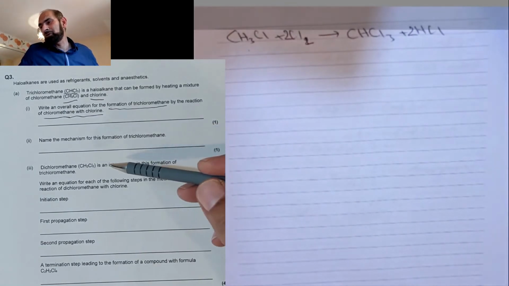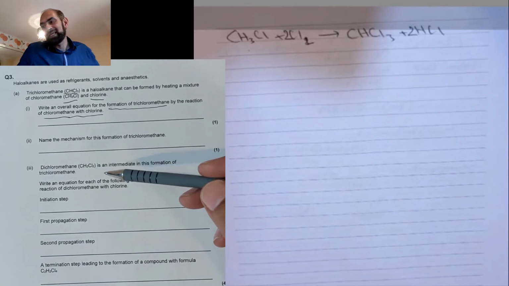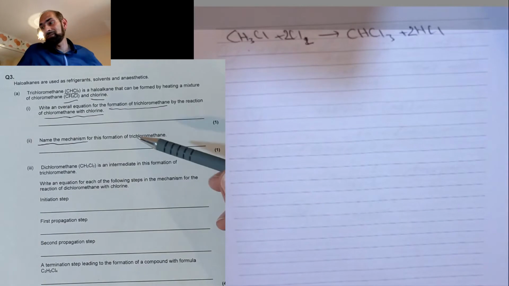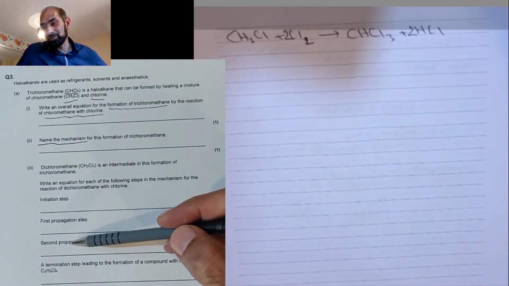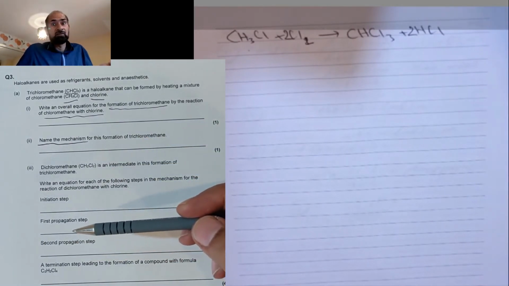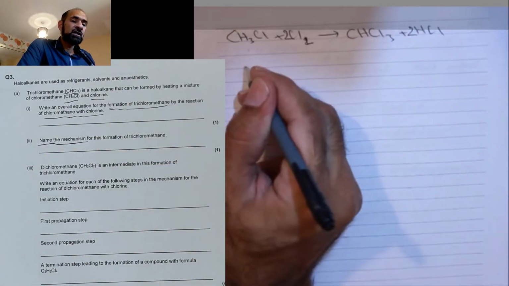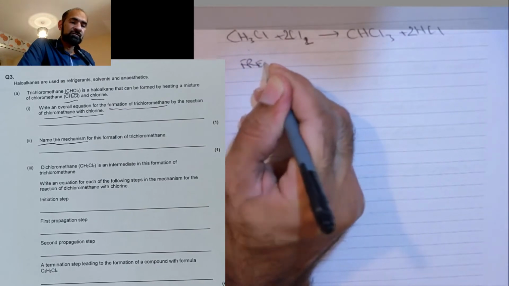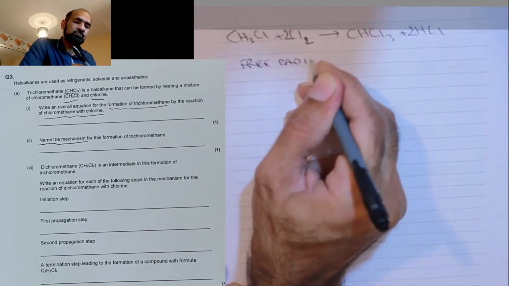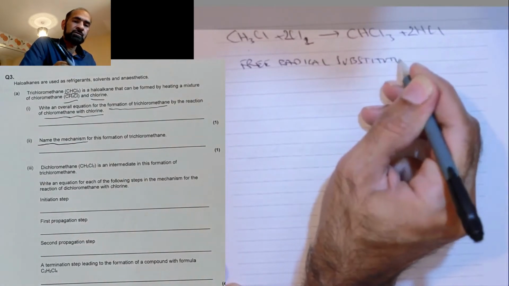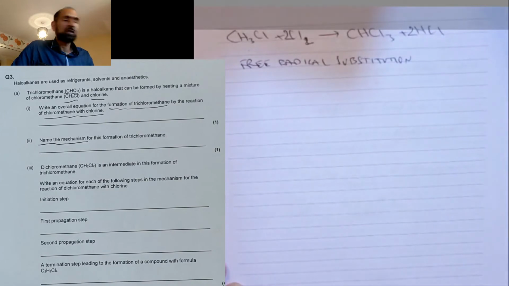Move on to the next question. Name the mechanism for this formation of trichloromethane. Well, even if you don't know, sometimes it's worth glancing at the question ahead, because that sometimes gives you an idea. Name the mechanism, even if you didn't know what the mechanism is. Initiation, propagation, termination. Yeah, free radical substitution. So even if you didn't know, I just put free radical substitution. And of course, the mechanism is free radical substitution. Free radical substitution.